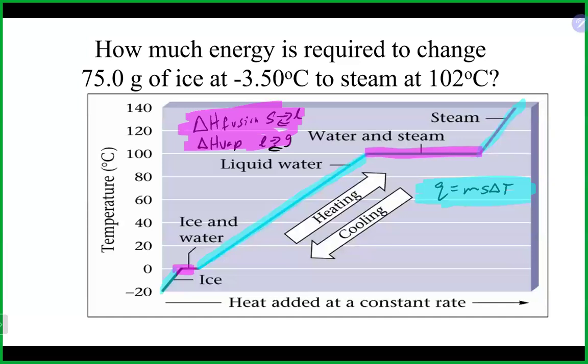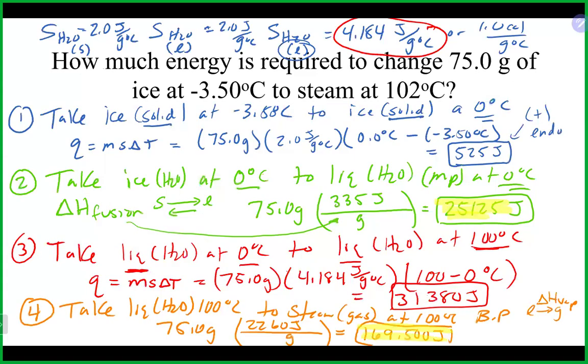Now, if we have this exact same problem, but we were actually starting with steam at 102 degrees and wanted to go all the way back down to ice at minus 3.5 degrees Celsius, really the only difference is all these numbers will be negative. If you were going in the reverse direction, the energy is exactly the same at each of these steps, but the numbers should come out negative. So this guy would flip around and that would turn this guy into a negative.